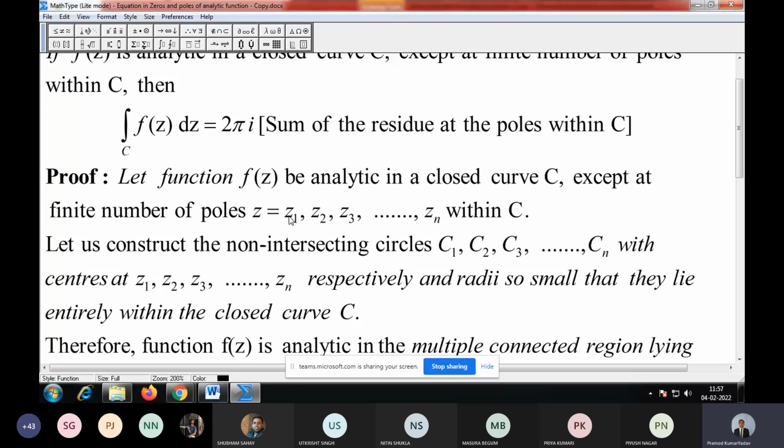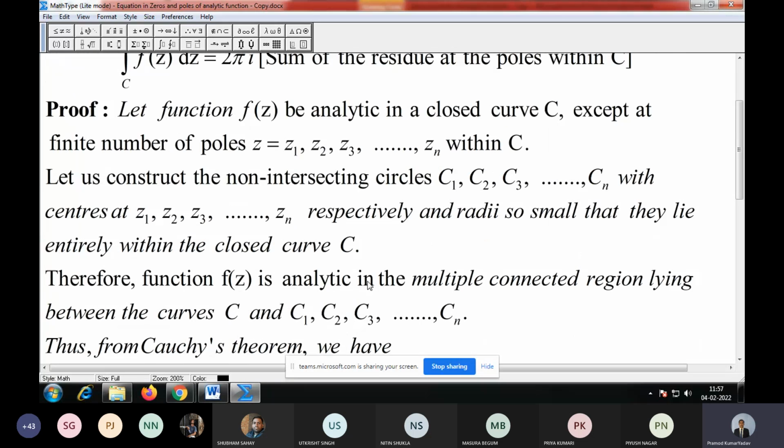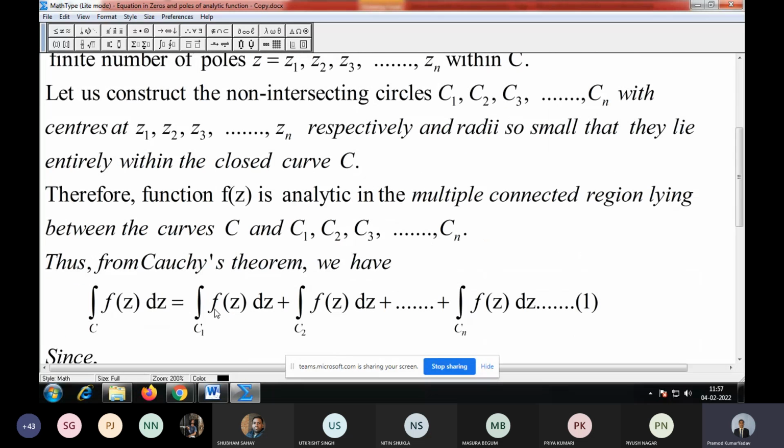Then the function f(z) will be analytic in an annulus region bounded by the circle C and the circles C1, C2, C3, C4, and so on, Cr. These are non-intersecting; no circle is going to intersect with the others. If that happens, then by the extension of Cauchy integral theorem, the value of the integration of f(z) dz will be the sum of the integrations of f(z) dz over C1, C2, C3, and so on.